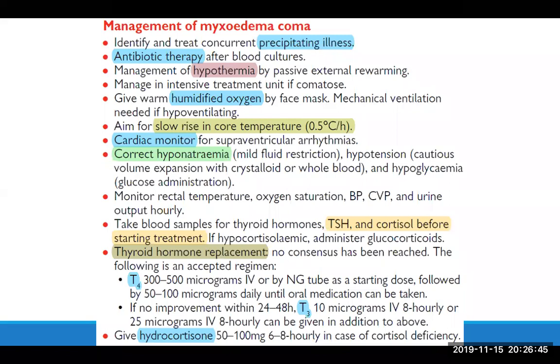If anyone has the British National Formulary, they can try to find it from this book or from the internet and let us know. Okay, sure. Thank you.